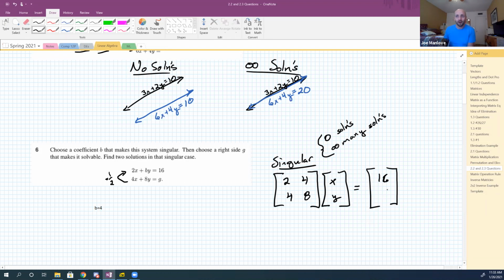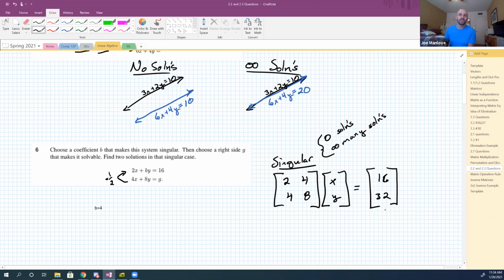Okay. All right. So if I was multiplying by a half to get from row 2 to row 1, what goes right here in order to have these have infinitely many solutions? 32. Good. You guys all with me on that?